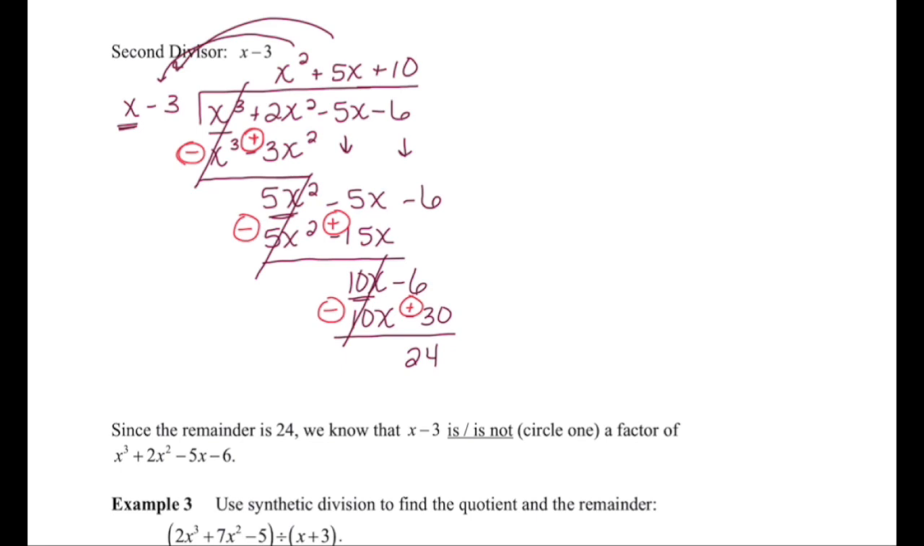Since the remainder is 24, it doesn't go in evenly, because we have a remainder. So x minus 3 we know is not a factor of that polynomial.